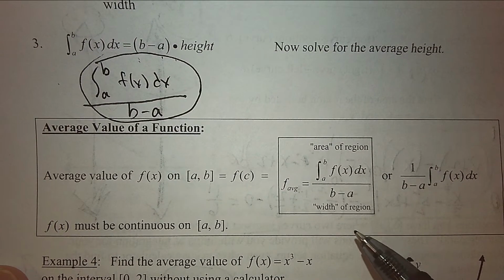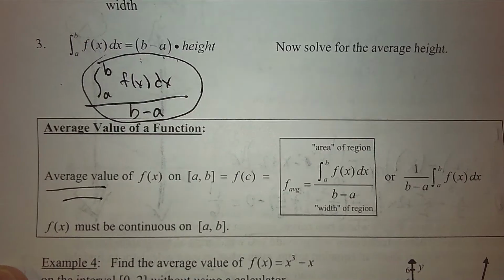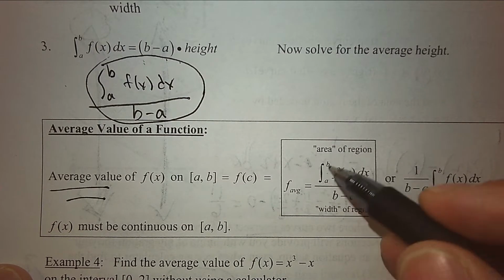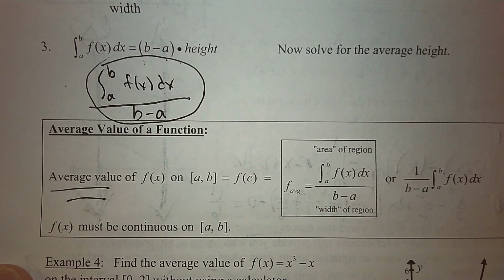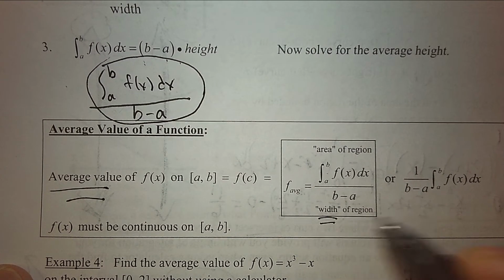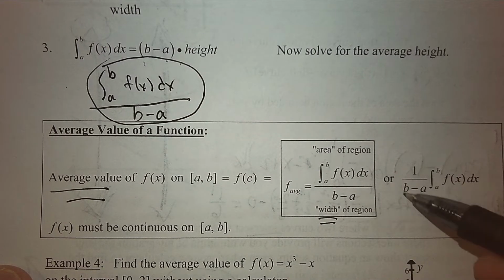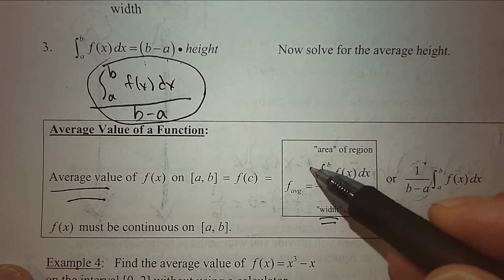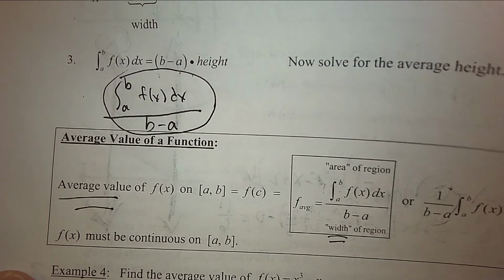The formula is down here below. How do you find the average value? That's the average y values. You integrate over your bounds, and then divide by how big the region is, the width, B subtract A. You could also have 1 over B minus A, that fraction, in front of the integration, because really that's just a constant, and you could write that in front and then do the integration. That can be helpful actually too.